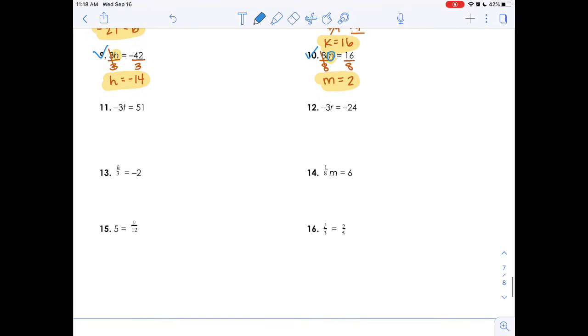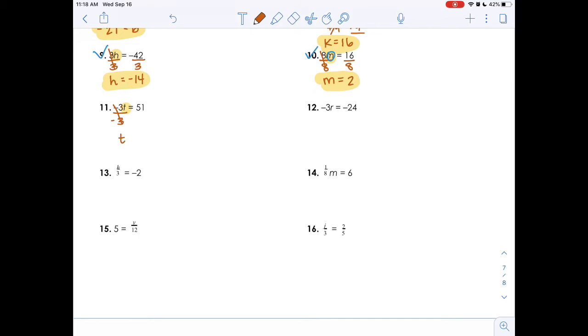Looking at number 11, I have negative 3t equals 51. My variable is t. Once again, I must be multiplying because I have negative 3 times t. In order to undo multiplication, I'm going to divide by a negative 3. I want to get rid of the negative as well. When I divide a negative by a negative, it'll give me just a positive, and then 3 divided by 3 is 1, leaving me with just t.